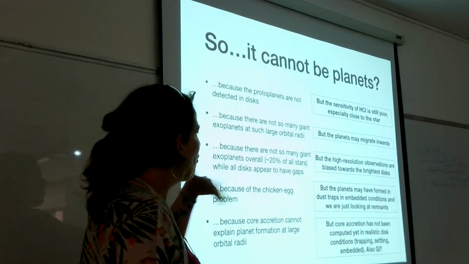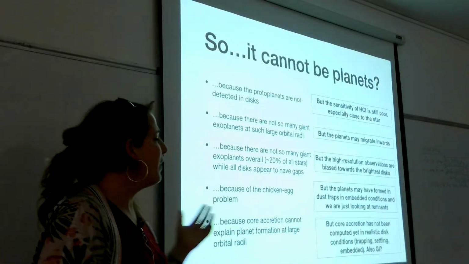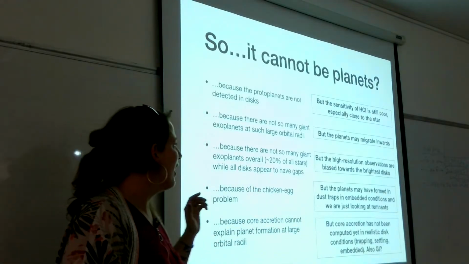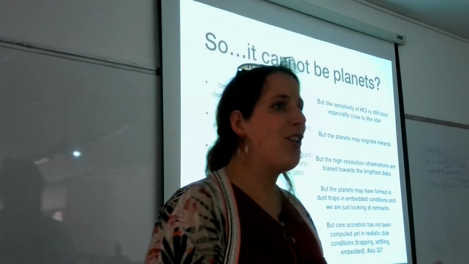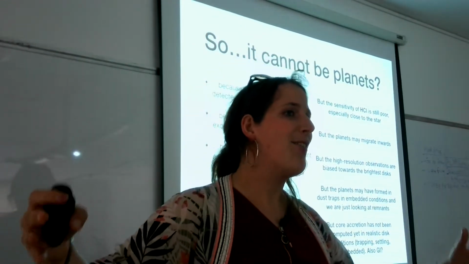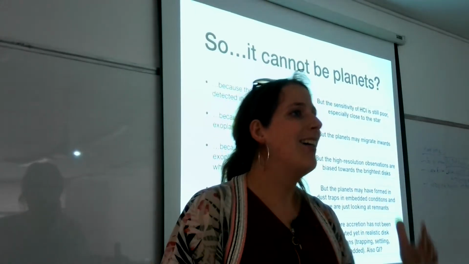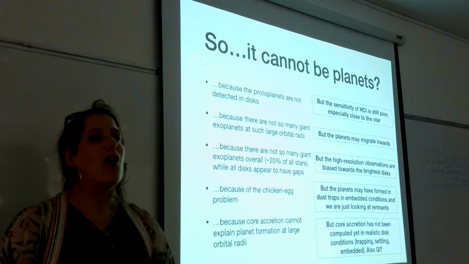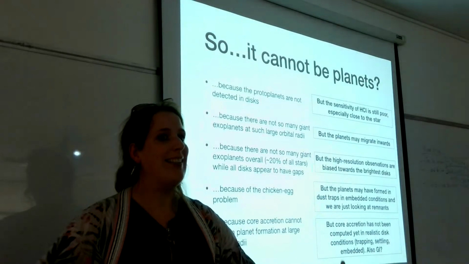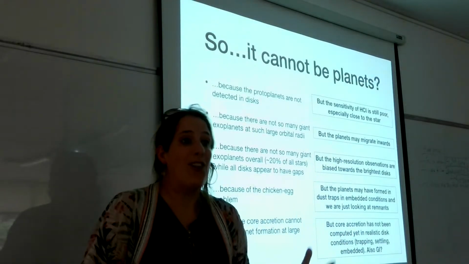The argument that there are not so many giant planets to begin with, only 20%, and all disks seem to have gaps, is not entirely true, because we only have high resolution observations of the brightest disks. We haven't really looked yet at the fainter, smaller disks. So we don't know if all of the disks have gaps. Just the bright disks have gaps. For the smaller ones, we don't know.